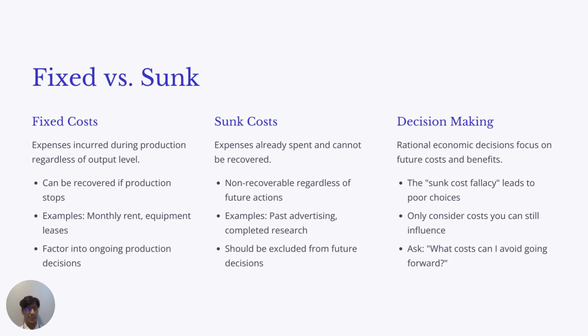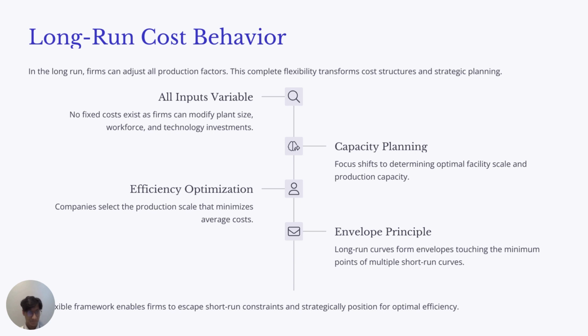Now, let's distinguish between fixed cost and sunk cost. Fixed cost can often be recovered if production stops, like subleasing a building or selling unused equipment. Sunk costs, on the other hand, are unrecoverable. An ad campaign you already ran or R&D on a failed product. Those costs are gone, and here's the key. Sunk cost should never factor into future decisions. This is known as the sunk cost fallacy, and avoiding it is essential to rational business planning.